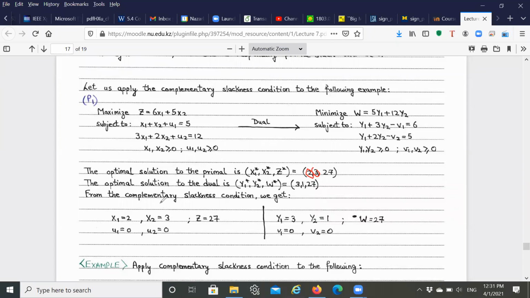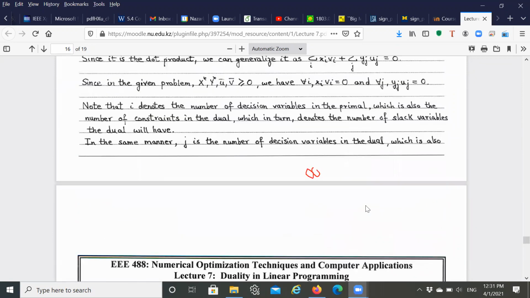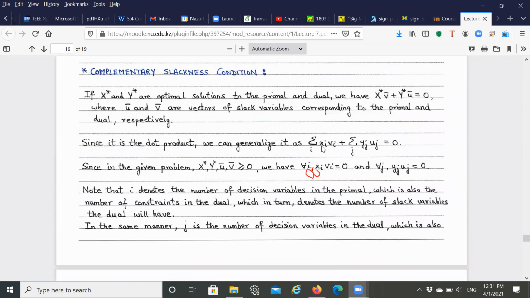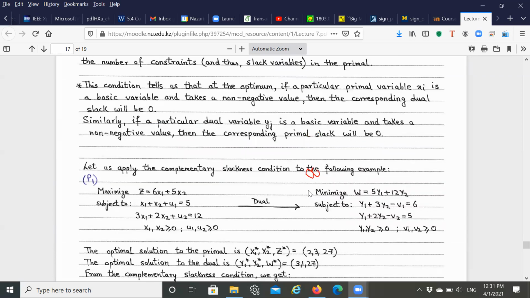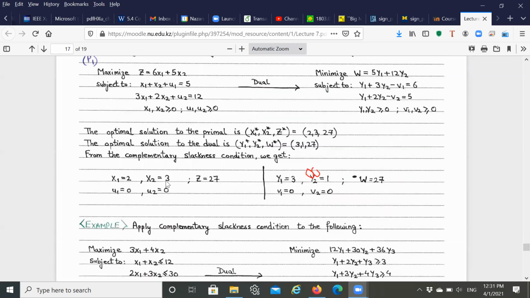So based on our complementary slackness condition, if x1 and x2 are basic variables, you see that they are non-zero, right? Their corresponding dual slack variables would be 0, right? That means if you go back to the condition over here, since x1 is multiplied by the slack variables of the dual, the v's should always be equal to 0, because the x's over here are not equal to 0, okay?